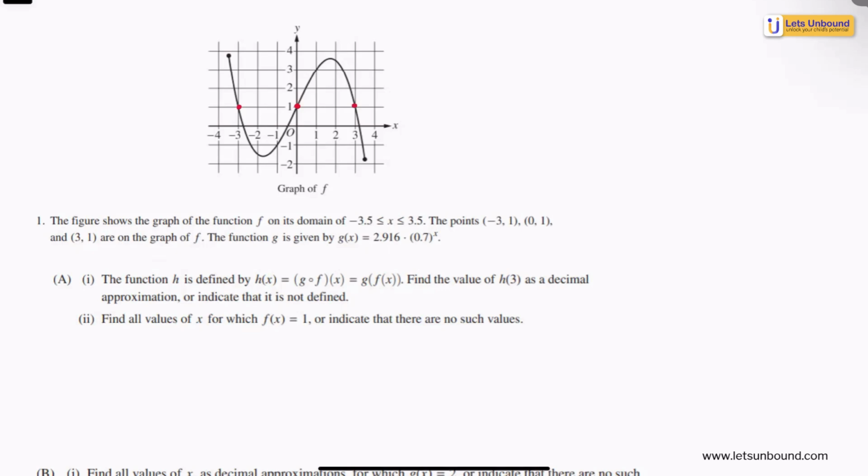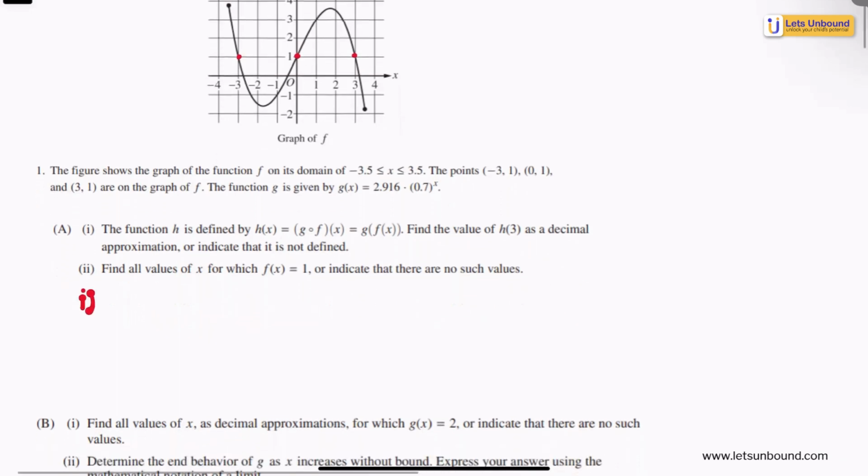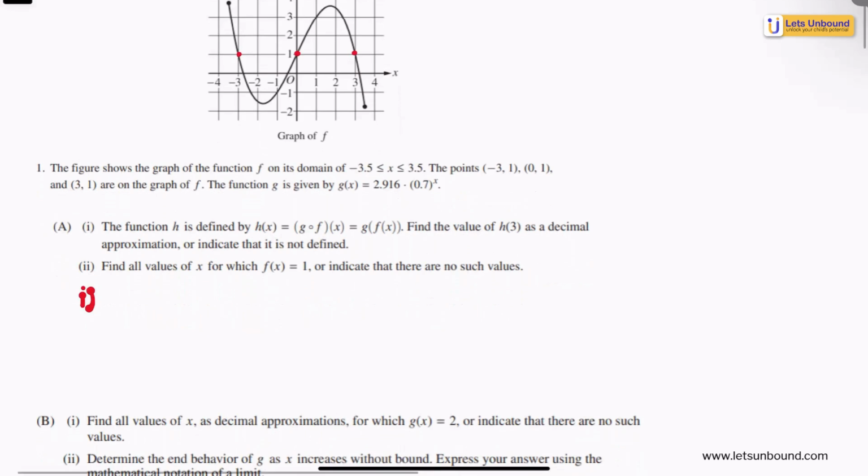Let's read through the first part. A function h is defined by the composition of g of f, which is g of f of x. Find the value of h of 3 as a decimal approximation or indicate that it is not defined. To go through the first part, let's understand how we find g of f of 3, because finding h of 3 means finding g of f of 3. Looking at the question, f of 3 is obtained as a value 1, which means from the graph I get the value of f of 3 as 1. This means I have to find g of 1 now.